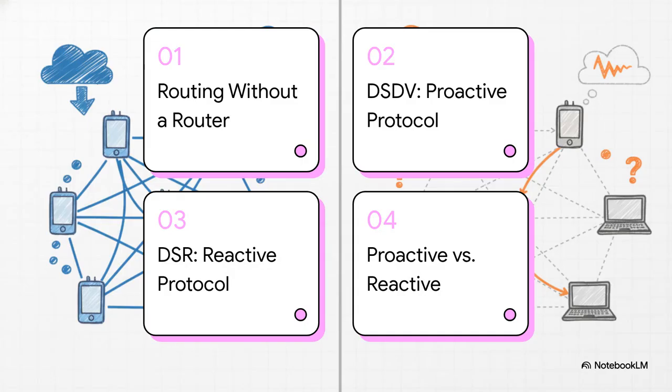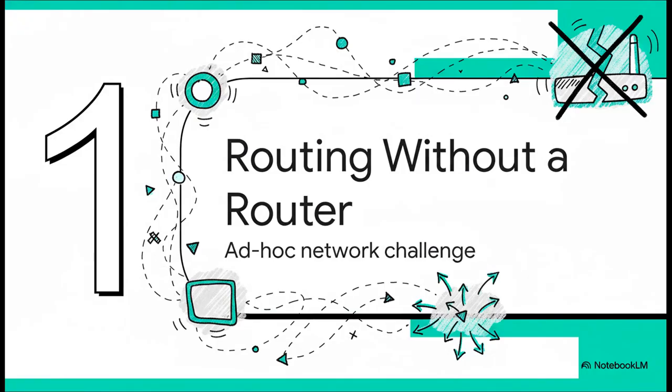All right, here's how we're going to break it all down. First, we'll talk about the challenge of routing without a router. Then we'll look at two totally different solutions, DSDV, the proactive one, and DSR, the reactive one. And finally, we'll put them side by side to see how they stack up. Okay, let's jump right into our first section, routing without a router.